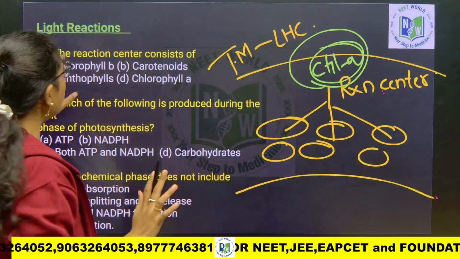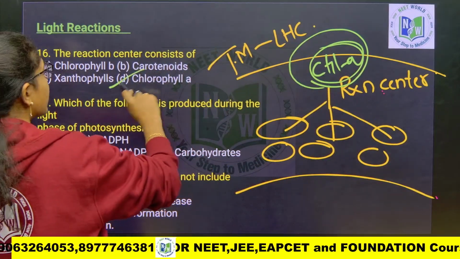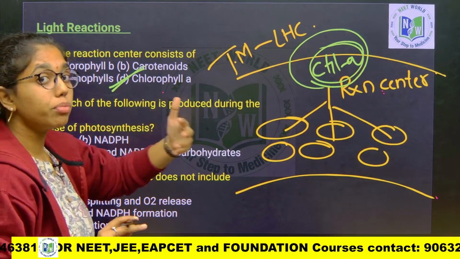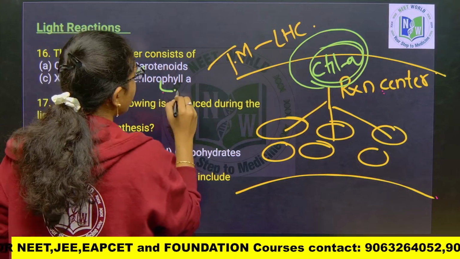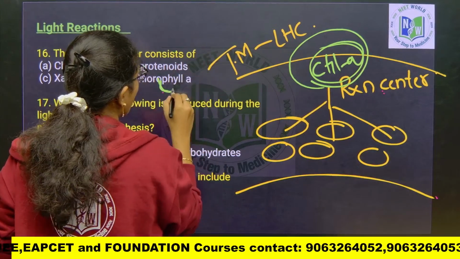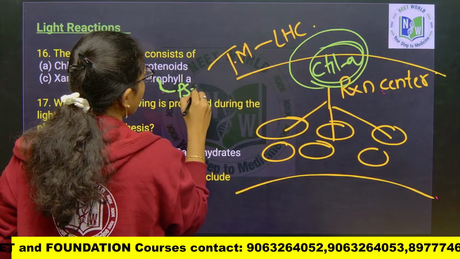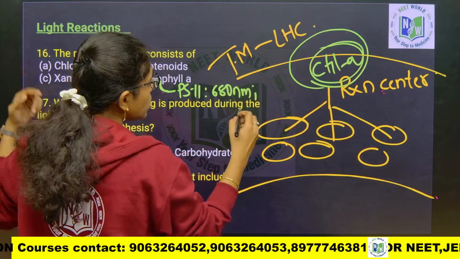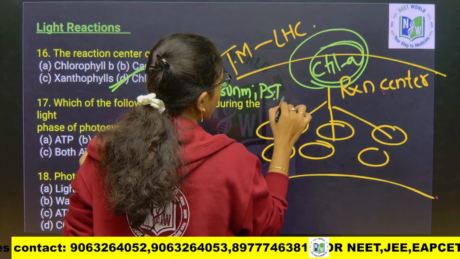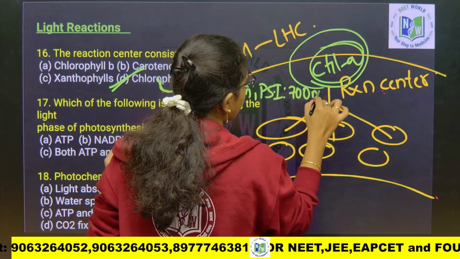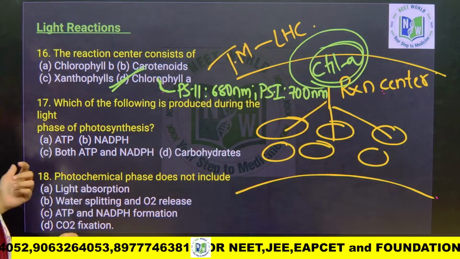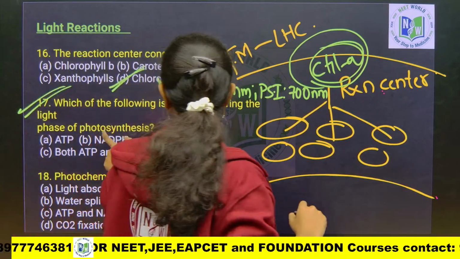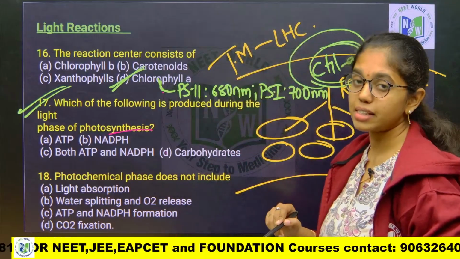Clear, right? Now, you look into the reaction center consists of what, beta? Chlorophyll A. Clear? Next, chlorophyll A in photosystem 2 will absorb maximum wavelength at 680 nanometers. In photosystem 2, it is what? 680 nanometers. In photosystem 1, in PS1, it is 700 nanometers. Clear, right, ma? Next question you look into: which of the following is produced during light phase of photosynthesis?